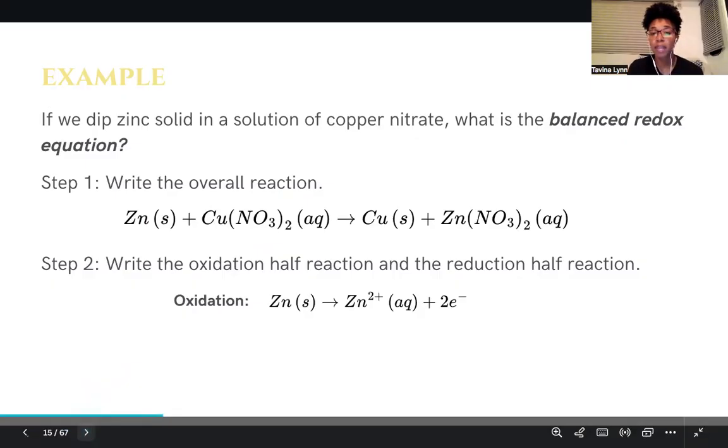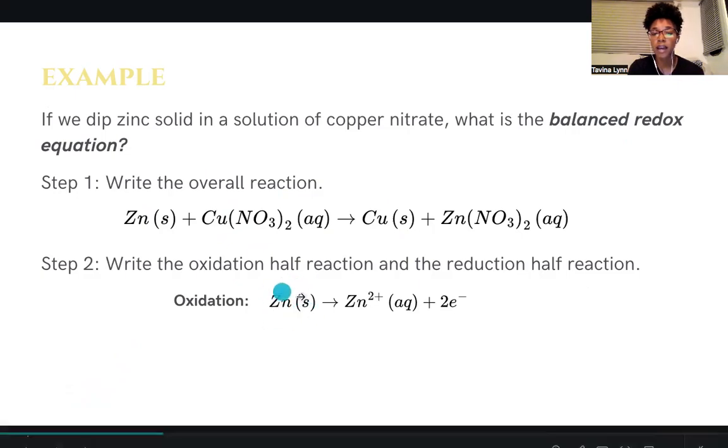So zinc is being oxidized, right? Because we go from zinc as a solid with a charge of 0, a neutral charge, to a positive 2 charge because it loses 2 electrons. So this is our oxidation half reaction.